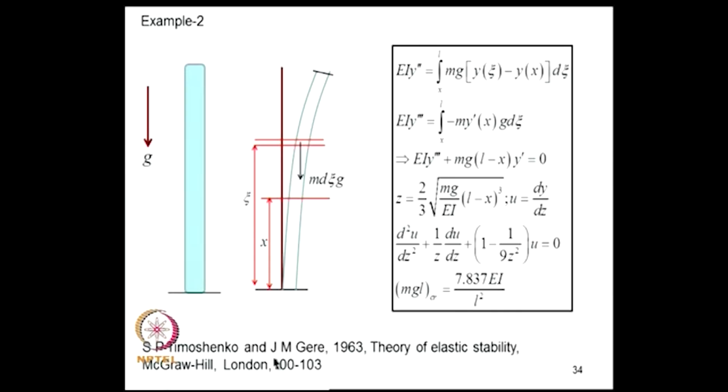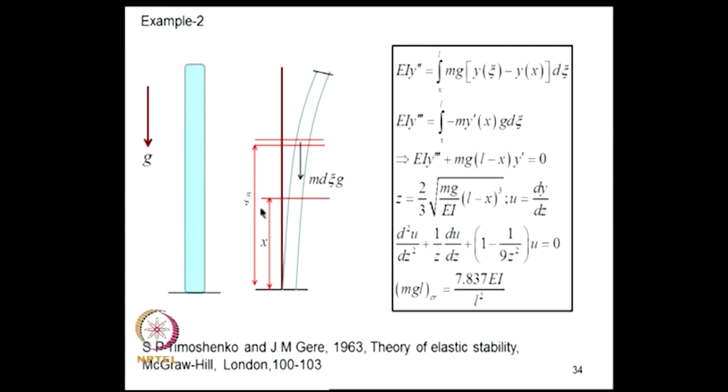The next example is an example of a cantilever beam which is loaded by its own weight. Imagine this is a tree in a forest, and how tall the tree can be before it buckles is that type of question we ask. This is a problem that is discussed in the book by Timoshenko and Gere. This formulation is from this resource.